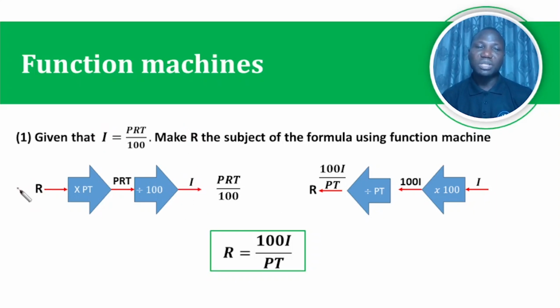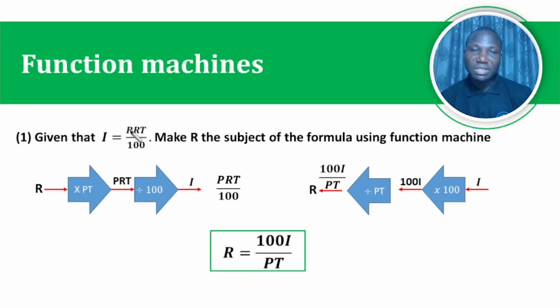So R will be the input. So R will go into the first machine. Now look at the R. Clearly the R is multiplied by P and T. That means that the function of this first machine here is to multiply the R that is coming into it by PT. So the machine multiplies the R by PT. So what will come out of the machine is PRT.